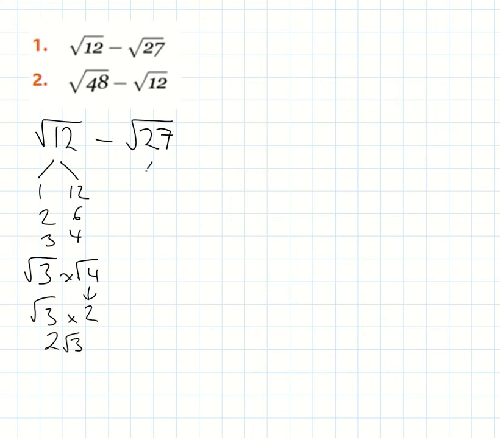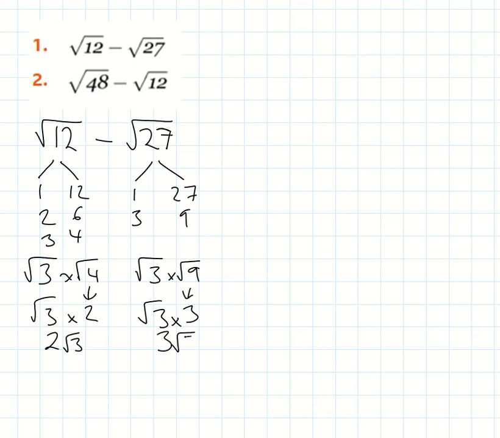We're going to do exactly the same for 27. I'm going to go 1 and 27, 3 and 9, and that is it. So I'm going to have to take the 3 and the 9. So we get root 3 times root 9. Well, root 9 is 3, so we get root 3 times 3. So that simplifies to 3 root 3. So this question has actually become 2 root 3 take away 3 root 3.